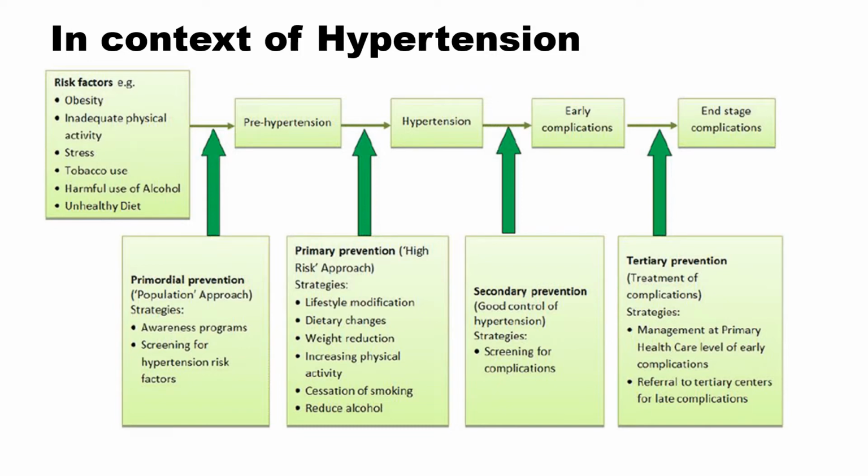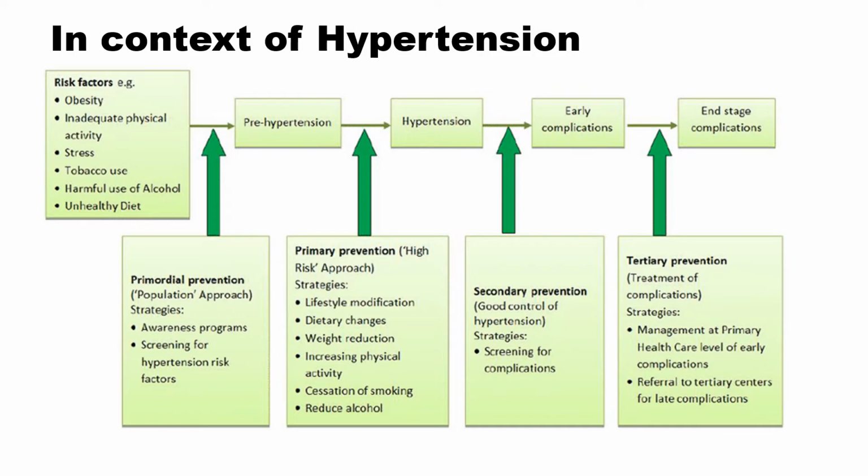Now, in context of hypertension, again your build-up would be through primordial prevention, preventing the emergence of risk factors like obesity, inadequate physical activity, stress, tobacco use, harmful use of alcohol, and consumption of unhealthy diet, through a population approach at this stage by awareness programs and screening for hypertension risk factors. Then primary prevention would be aimed at the phase between pre-hypertension going on to hypertension, and this will be aimed at the high-risk approach, and the strategies involved would be lifestyle modifications, dietary changes, weight reduction, increasing physical activity, cessation of smoking, and reducing alcohol intake.